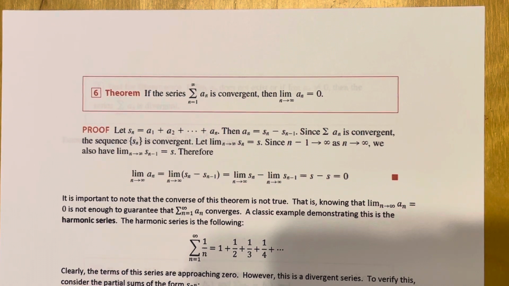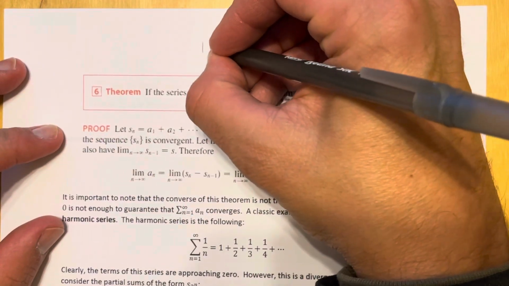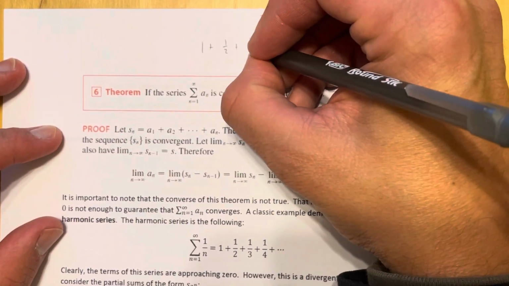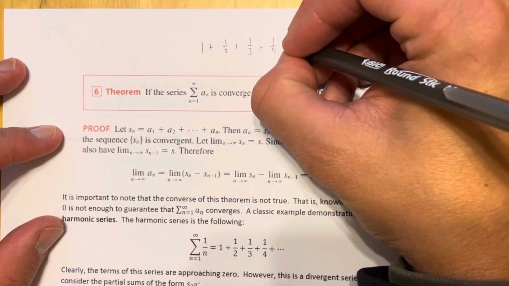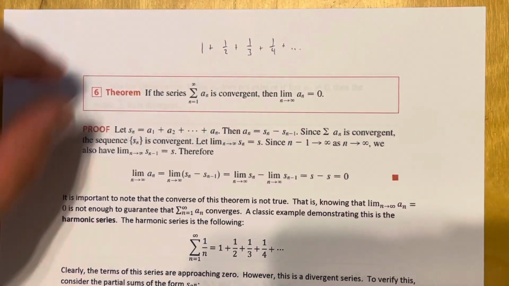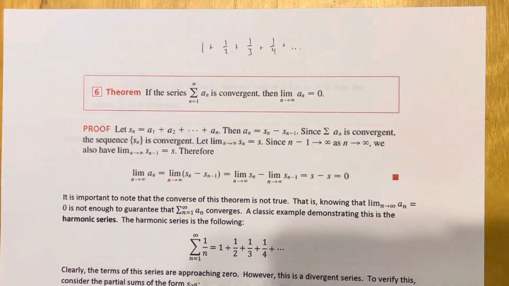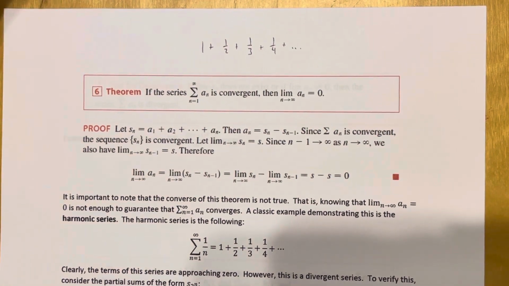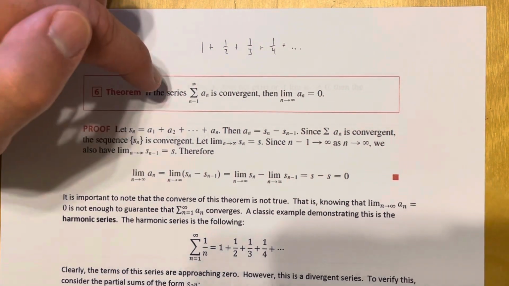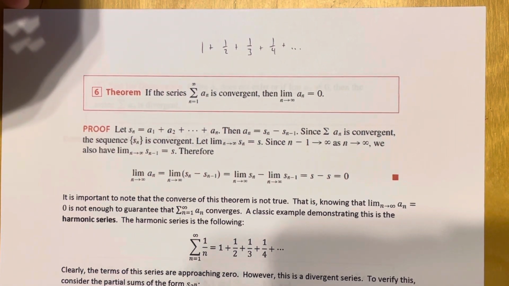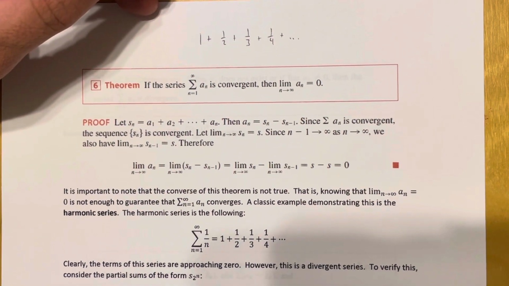The harmonic series. If you look at the harmonic series, remember its terms are 1 plus 1/2 plus 1/3 plus 1/4 and so on, right? The sequence of terms here, 1, 1/2, 1/3, 1/4, are clearly approaching 0, but we know that the series diverges. So this only works one direction. Let's prove this, and then we'll talk about how it's useful.